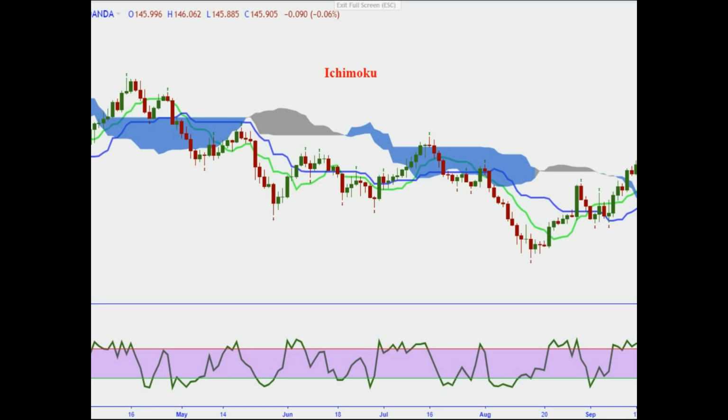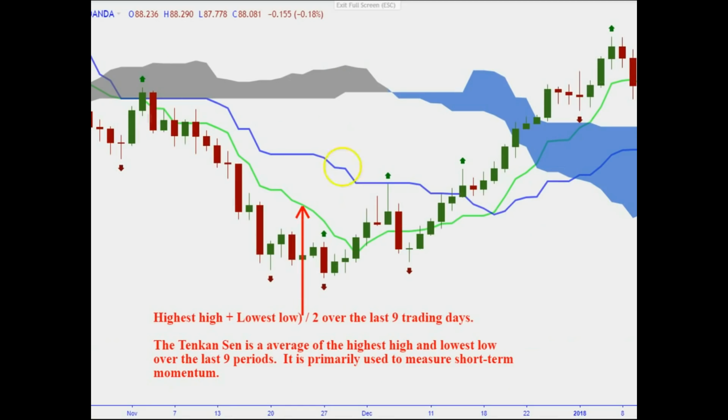Because you're going to have crossover signals that don't really matter or that aren't really relevant, and it's probably going to whipsaw you on your trades. All right, so let's see how we're going to trade this. Let's look at the things we're going to look at. We're going to be focused on this Tenkan-sen line, this green line.